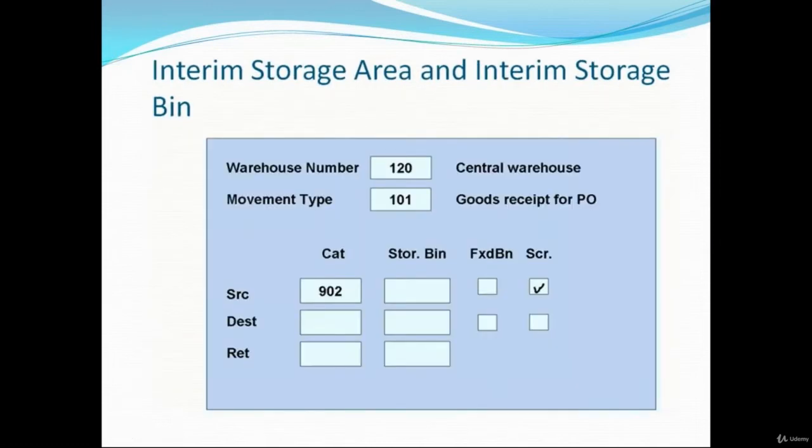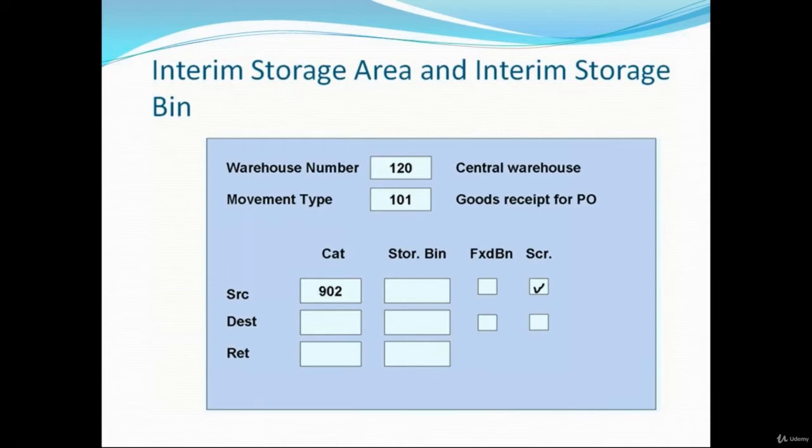So this is the screen of the movement type in WM. We'll see in detail how the movement type in WM looks. Here the warehouse number is 120, the movement type is 101, and this has three tabs: source, destination, and return.